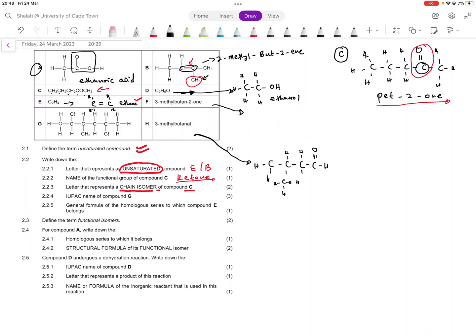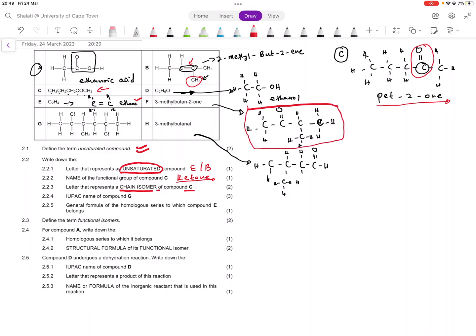So compound F, it's 4 carbons. At number 2, we have double bond oxygen. At number 3, we have a methyl group. So this is how it's supposed to look. The longest chain is 4 carbons. I made a mistake. Apologies for that. So let's see. So compound F will be the structure. It will be the chain isomer.